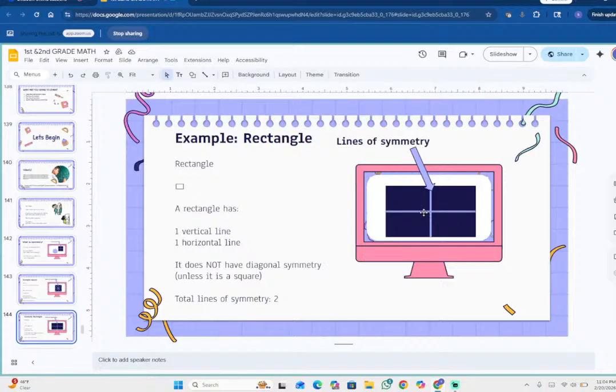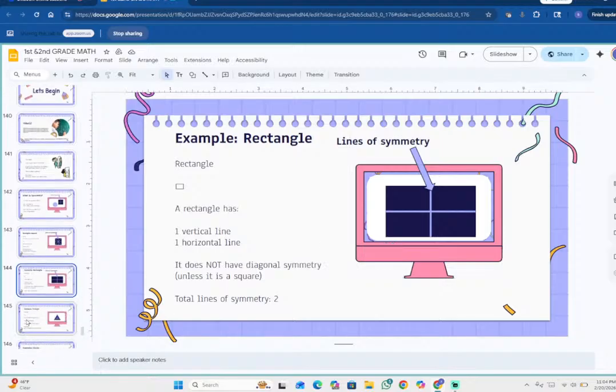So the next example is a rectangle. A rectangle has one vertical line and one horizontal line. It does not have diagonal symmetry unless it is a square. So there's only 2 total lines here. You cannot cut through the rectangle diagonally. You can only do that when all 4 sides are equal and it's a square. So keep that in mind.